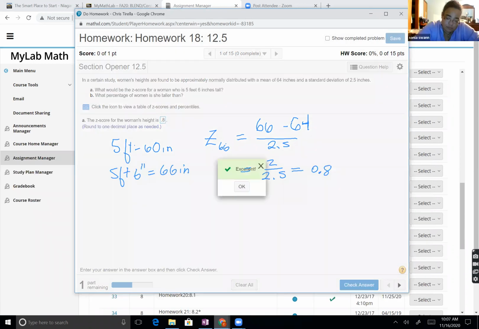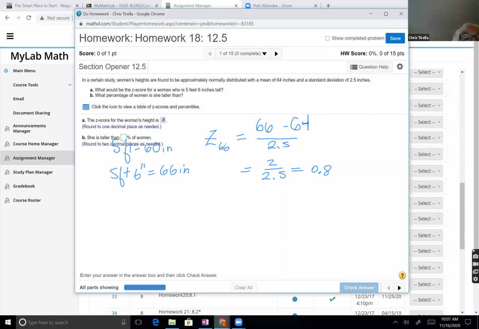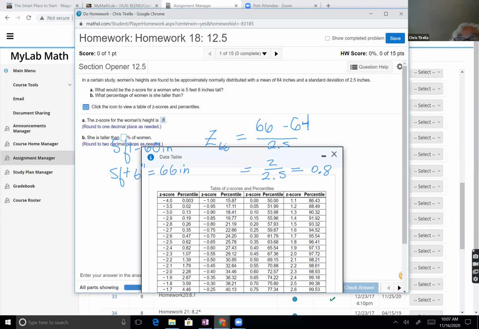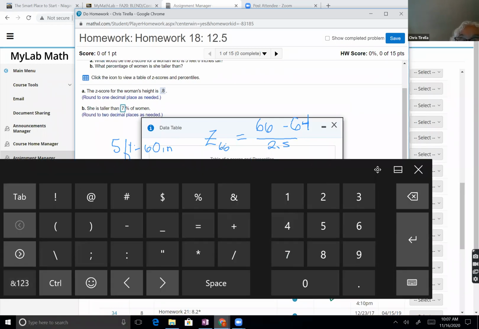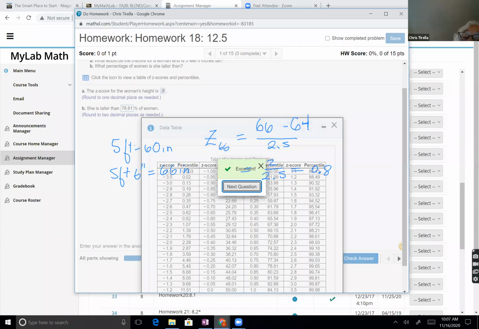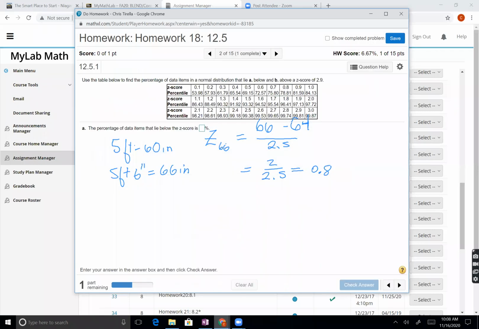Great. And then the second part, taller than what percent of women. The percent of women that she's taller than is her percentile. And so I'm going to click on this icon here, which is the table. And we've got a score of 0.08. So looking for 0.08, that gives me 78.81. Do you see where I am? Yes. So she is taller than 78.81% of women.